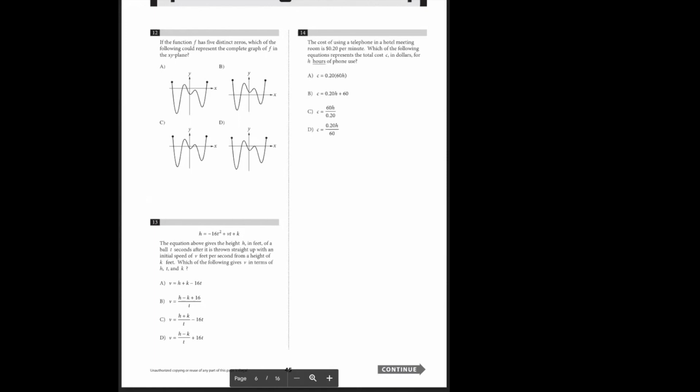Number 12. If the function f has 5 distinct zeros, which of the following could represent the complete graph of f in the xy plane? A good thing to know about zeros of any equation or graph is that they're where it hits the x-axis. So if it's saying there are 5 distinct zeros, that means there are 5 different places where it hits the x-axis. So what I would do is count how many x-intercepts each one has, and that's how we find the answer. This one has 1, 2, 3, 4.